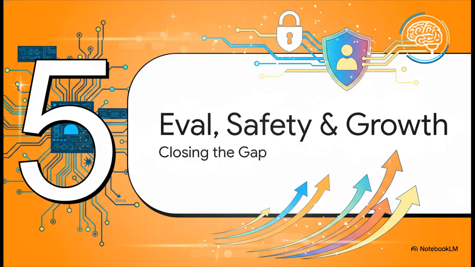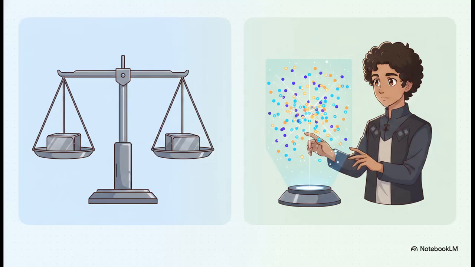Section 5, Evaluation, Safety, and Growth, Closing the Gap. Pillar 11 tackles evaluation. And heads up, there is a massive shift in testing mindsets here. You literally can't just use standard assertion blocks anymore because an LLM is never going to give you the exact same string twice. Instead, you've got to use statistical scoring frameworks like Ragas or DeepEval. These run metric scoreboards to scientifically measure your system's relevance, its faithfulness to the context, and its overall semantic correctness. It's a whole new ballgame.